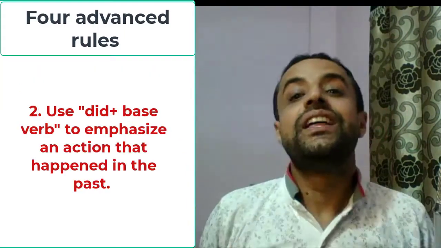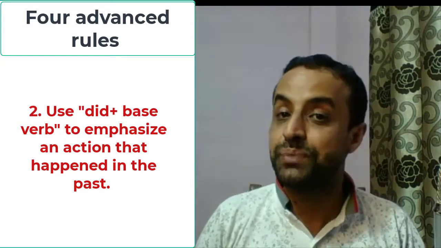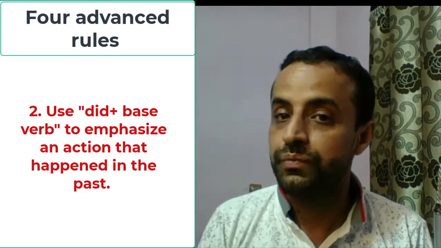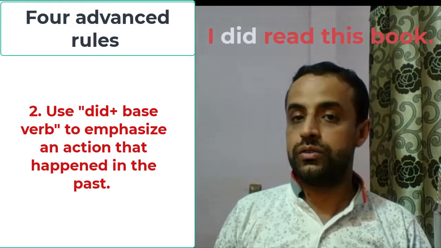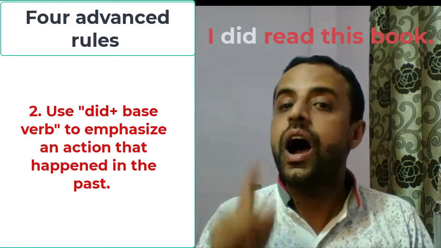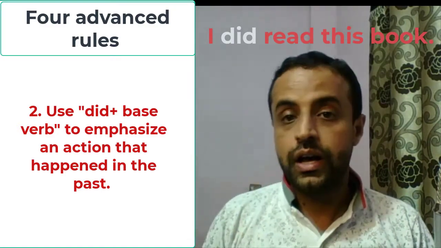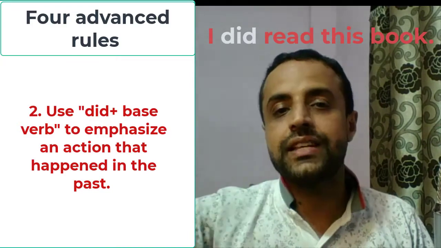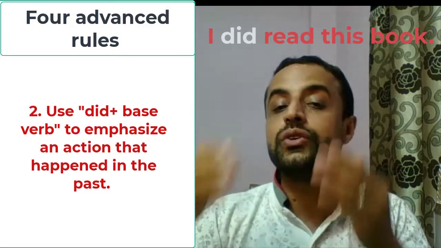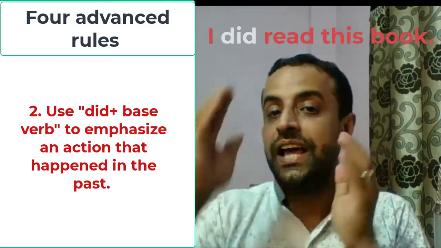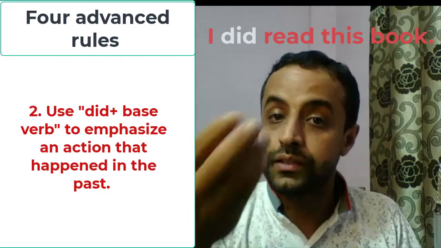The second rule, if you want to emphasize that you did something in the past, you know what to do? You need to use the auxiliary verb did. How? You can say, I did read this book. I did read this book. It means I read this book, but I am putting an emphasis on the sentence. So if you want to emphasize something that you did in the past, you use the auxiliary verb did.